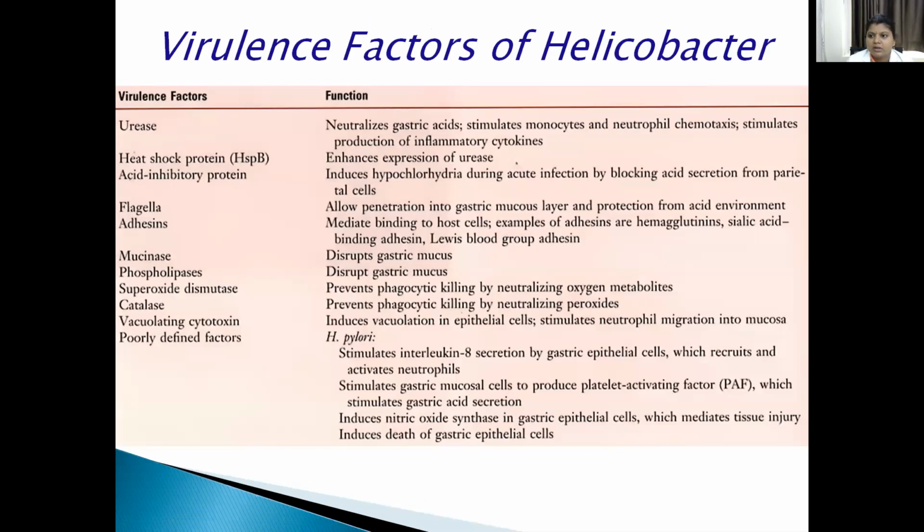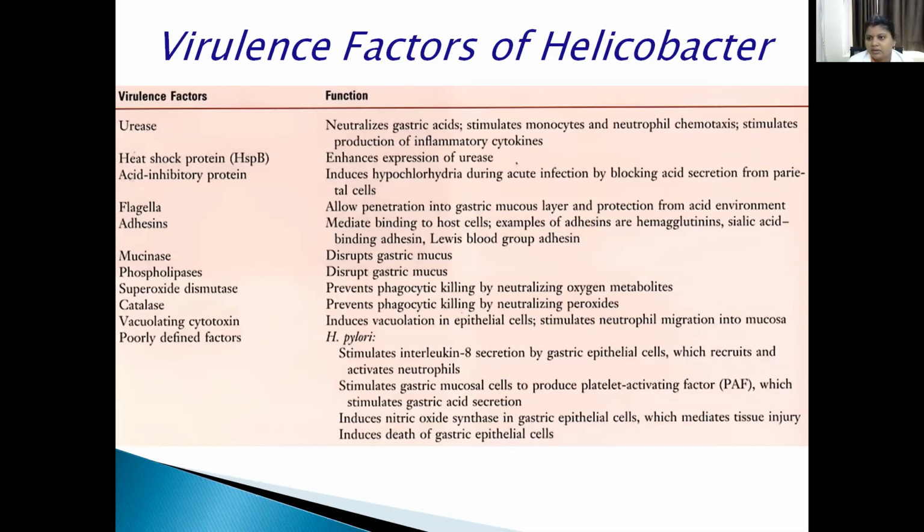The first and most important one is urease. Urease utilizes the gastric acids and also stimulates the production of monocytes and neutrophils, and stimulates the production of inflammatory cytokines. Heat shock proteins enhance the expression of urease. Whenever there is increased production of urease, it neutralizes the gastric acid. Another important factor is acid inhibitory protein. It induces hypochlorhydria, which is a good environment for the growth of Helicobacter pylori.